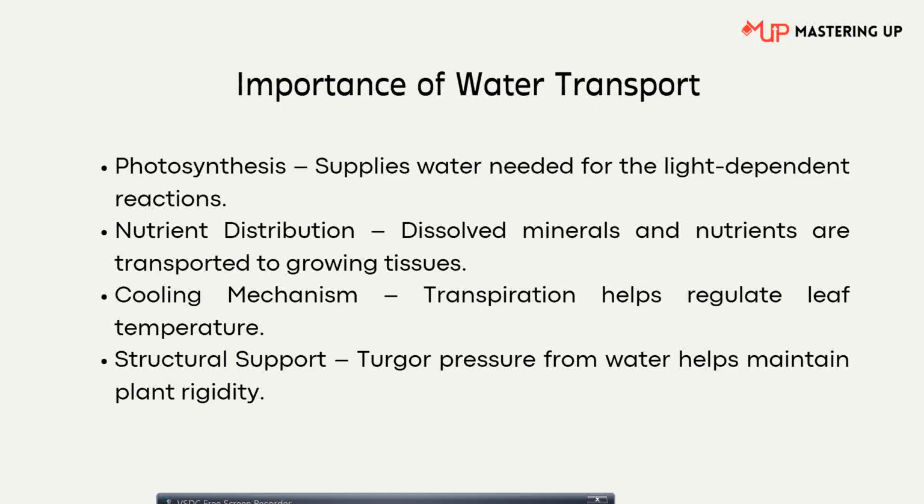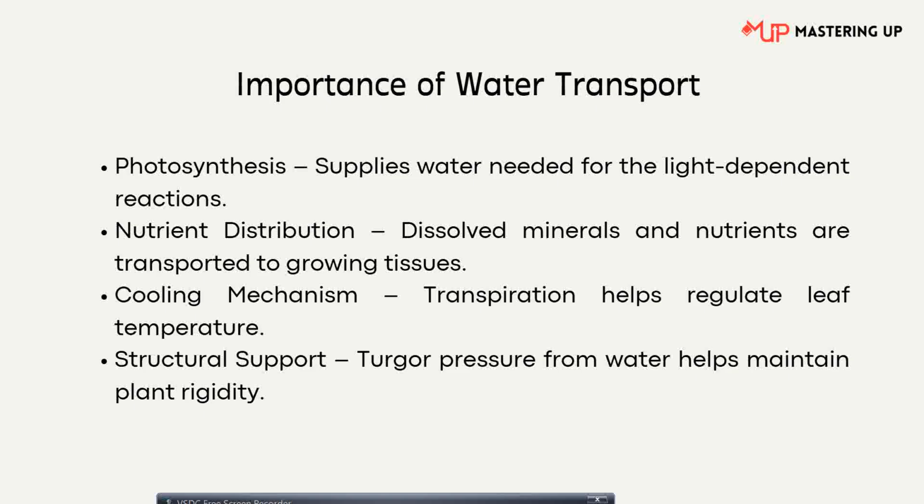Now, the importance of water transport. Why are all these mechanisms there? What is the importance of this whole mechanism? Why is such a complex mechanism present for water transport? Because it helps in photosynthesis. Photosynthesis, we know, is the process of making food. This supplies water needed for the light dependent reaction. In photosynthesis we will be studying the different types of reactions happening. For the light dependent reaction, water is needed, and here water is important.